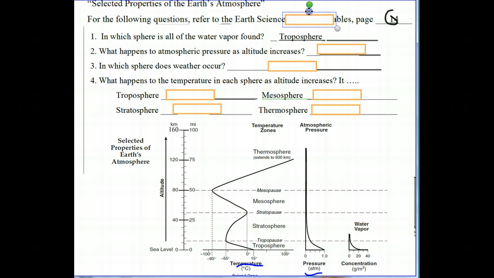In the atmosphere, most of the water vapor is found in the troposphere. You'll see it down here. Here's the troposphere. The water concentration goes down as you go up, so you get less and less water as you go up.